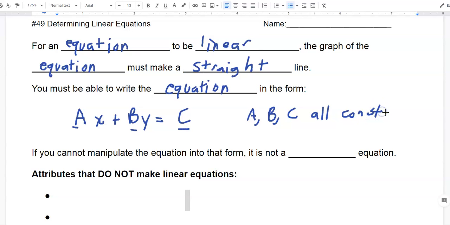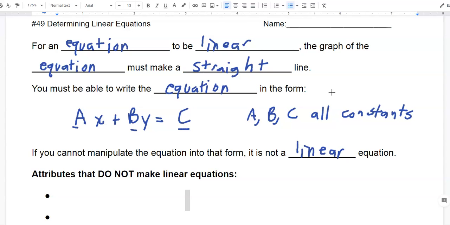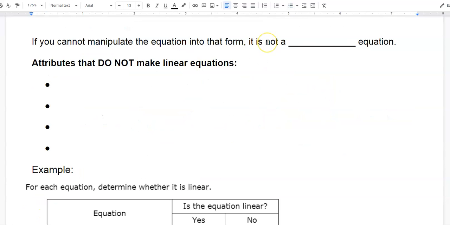If you can't manipulate it to that form, you don't have a straight line, okay? If you cannot manipulate the equation to that form, it is not a linear equation. So that's the big deal of it right there. Okay, so let's talk about attributes that do not make linear equations. If you have any of these attributes, this means you do not have a straight line. These are not linear equations.